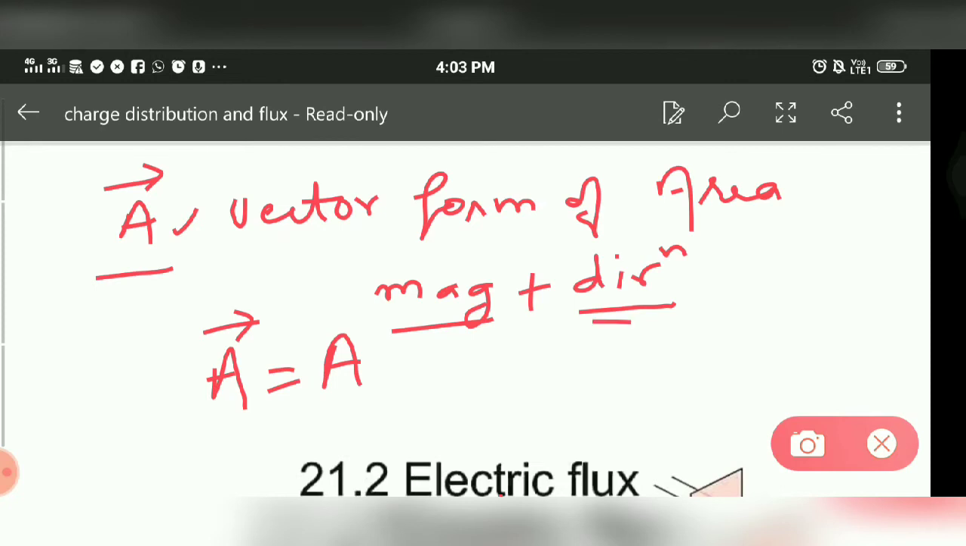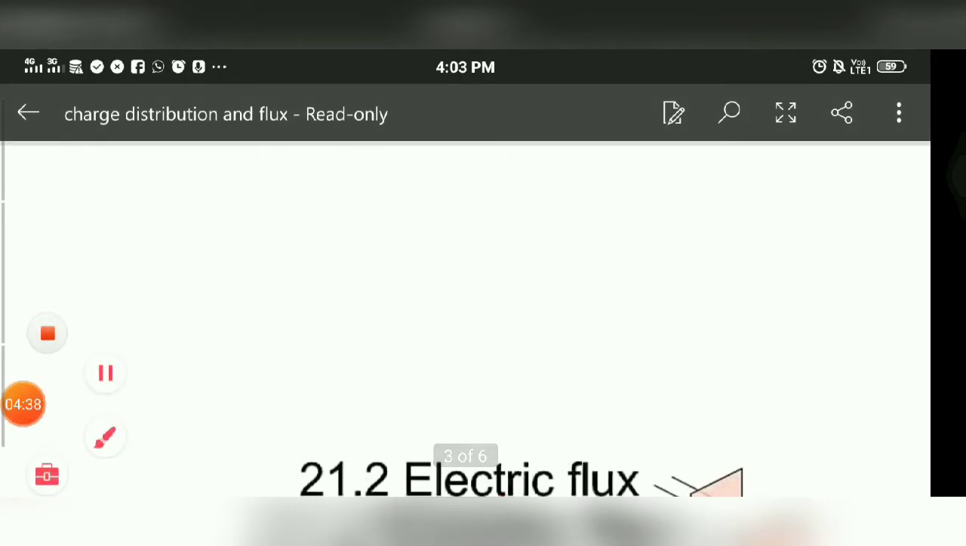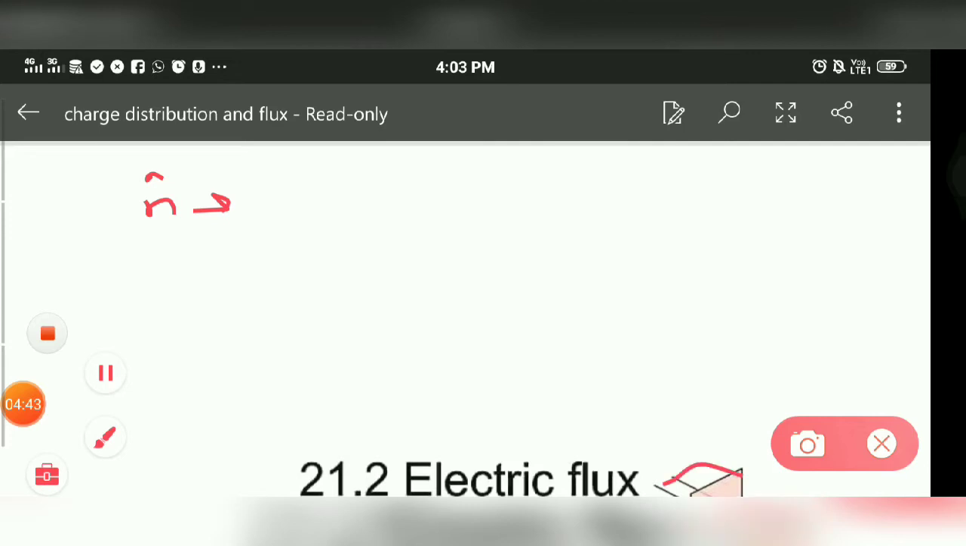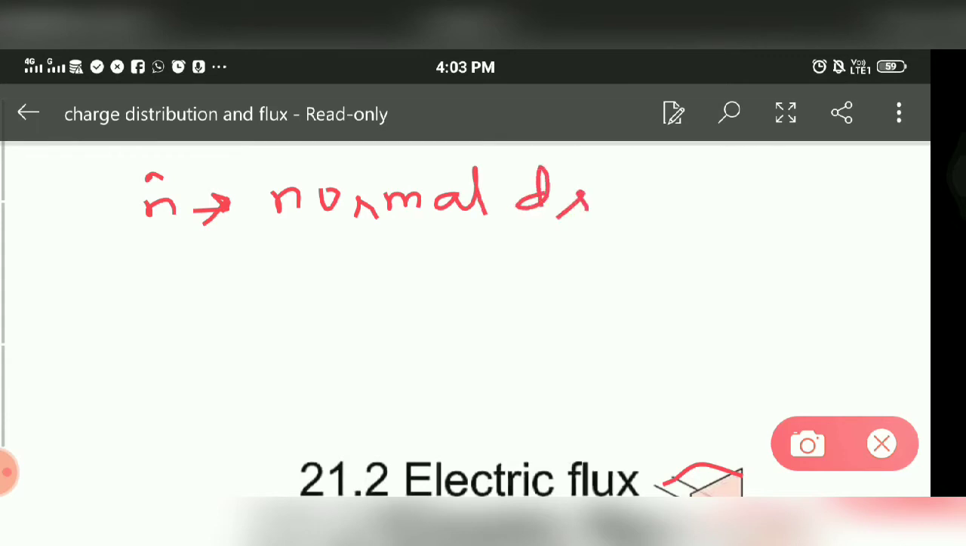Now, what is the direction? How can we give it a direction? We give it a direction by n cap. Here, n cap gives the direction to the area vector. Now, what is n cap here? N cap is a normal drawn outside of the area.